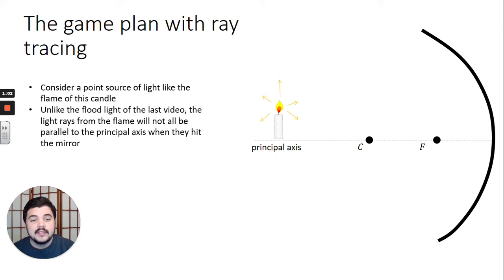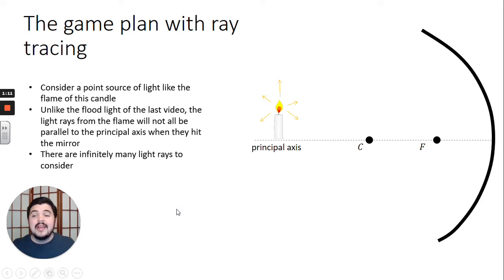So not all of these light rays are actually going to reflect back through the focal point. Some will, not all of them. There are actually infinitely many light rays to consider. I drew 5. It was going to take me too long to draw infinity.